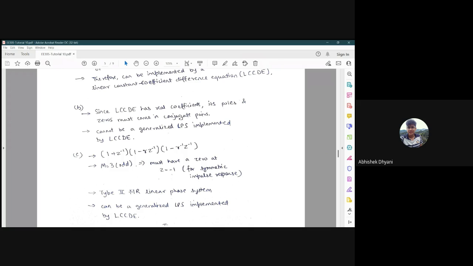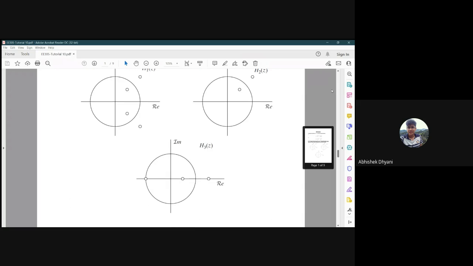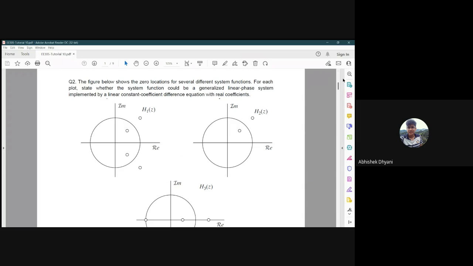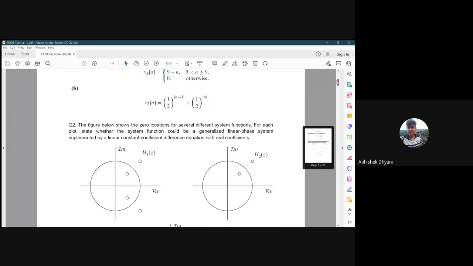And so if it is one of the types of linear phase systems, it means that we can represent it through a linear constant coefficient difference equation. So this one is also a linear constant coefficient difference equation. So this is the end of question number 2. Any doubt so far?